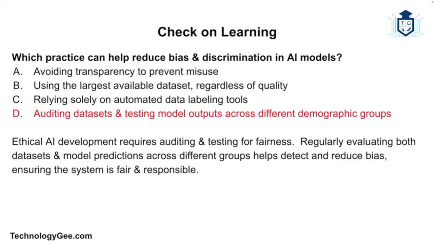So ethical AI development requires auditing and testing for fairness, regularly evaluating both data sets and model predictions across different groups. This helps detect and reduce bias, ensuring the system is fair and responsible.